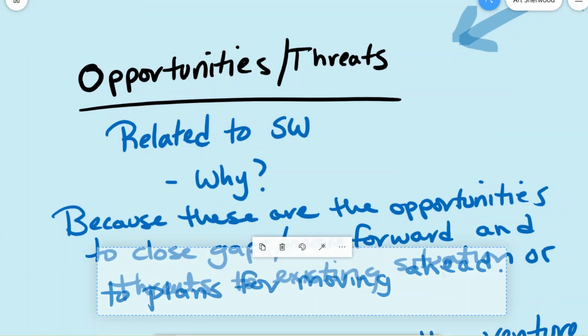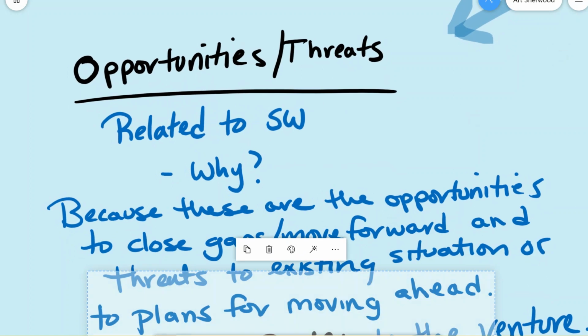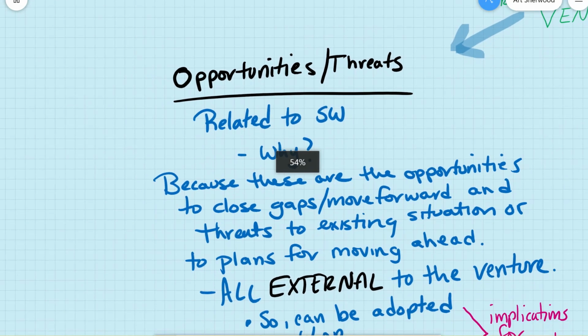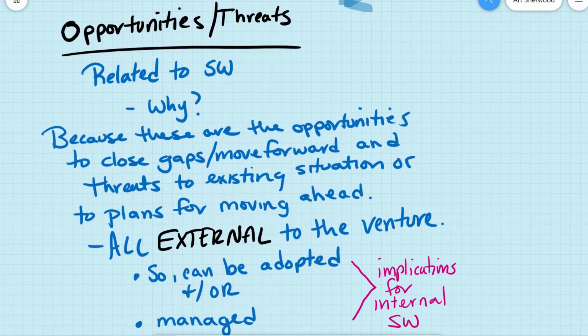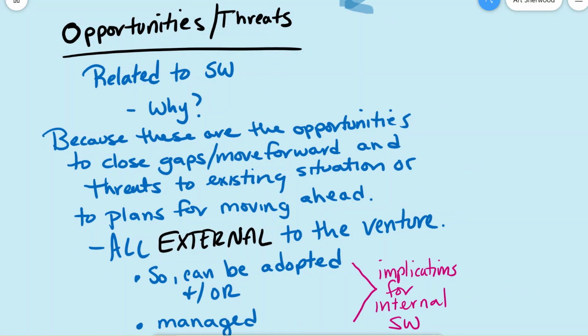We're dealing with opportunities and threats. Why do we want to do this? Because these are the opportunities to close gaps. If you listen to the last video, it was described about there would be gaps when you do your strengths weaknesses assessment, and opportunities for moving forward.